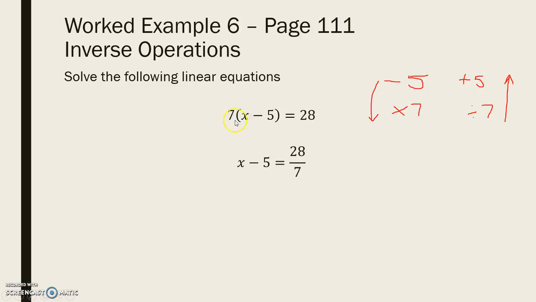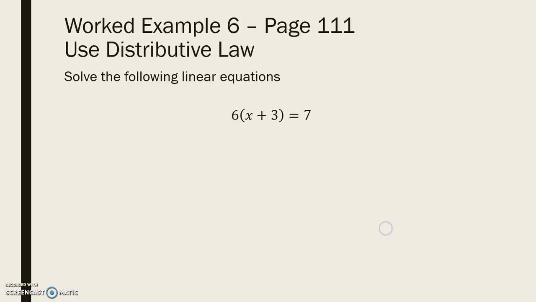Multiply by 7, divide by 7 first to undo the 7. So we get x take 5 equals 4. And then we add 5 to both sides, the second operation there, giving us x equals 9. Both solutions are the same, and both give us a valid solution to the answer.